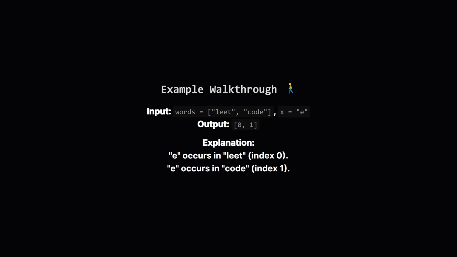Okay, let's walk through a quick example to make sure we've got it. Imagine our input list of words has two words in it. First, the word, and second, the word, and the character we're looking for is the letter. First, we look at the word. It's at index 0 in our list. Does it contain the character? Yes, it does. So 0 is one of our answers, and we'll add it to our result list. Next, we move to the second word, which is at index 1. Does it contain the character? Yes, it also has an L. So we add 1 to our result list as well. We've checked all the words in our input. So our final result is a list containing the indices 0 and 1.